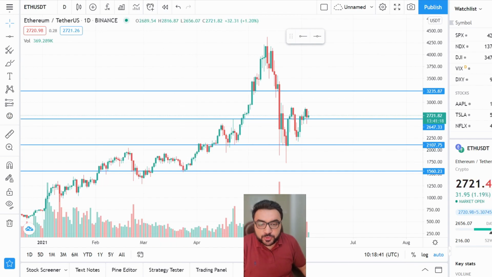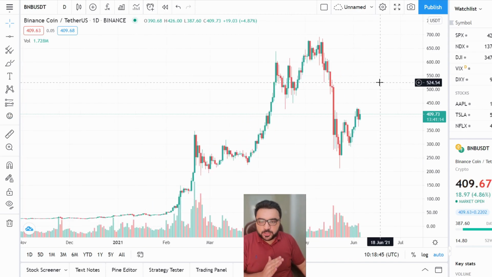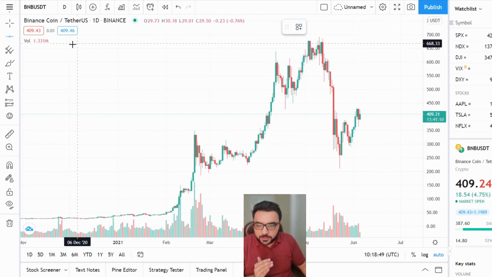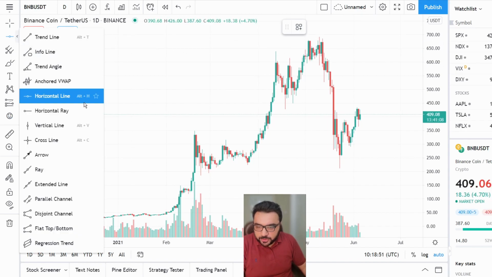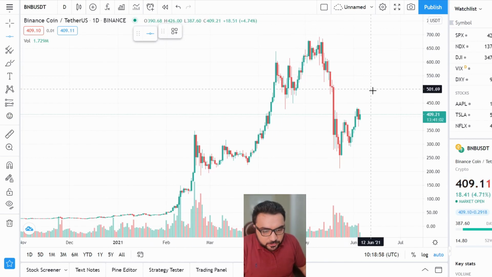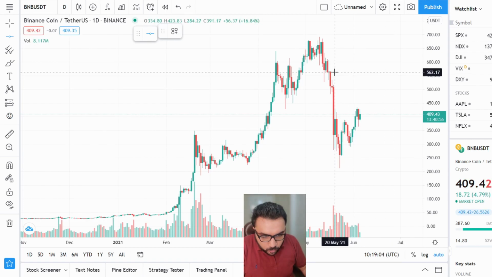So let's head over to another example. Final example: I have the BNB chart. Zoom out a bit first, and then select the horizontal line. Just make sure you favorite it so that it comes up here. Let's place it here and find the key levels. So this was one level.